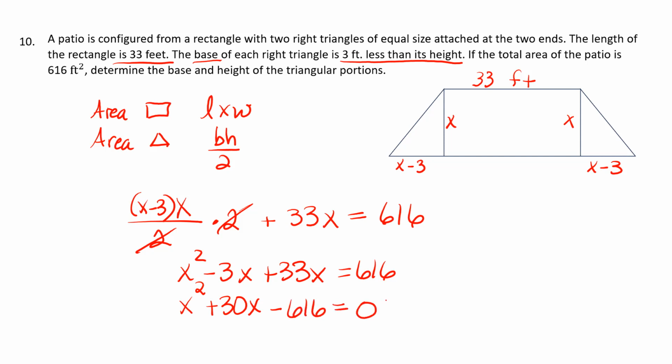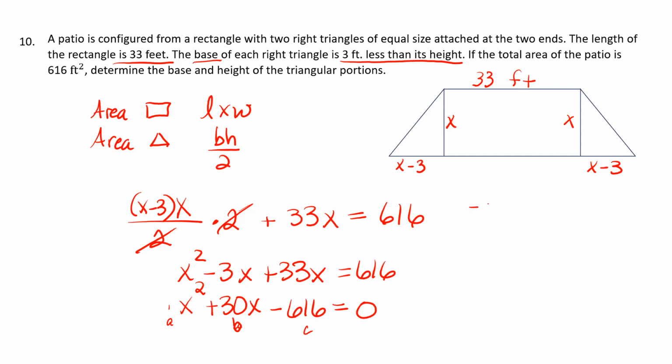So you can either use the quadratic formula, you can complete the square, or you can factor. This is factorable, but it might take you a while to find 2 numbers that multiply together to give you 616 and add up to 30. But if you can find those 2 numbers, then you can just factor it. Probably the quickest thing to do is to plug this into the quadratic formula, with a being 1, b being 30, and c being negative 616. So let's use the quadratic formula.